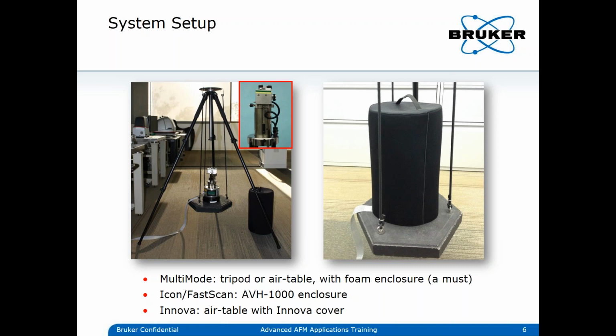Or if you work with an ICON or fast-scan system, you have to use the large enclosure for that. For the InVia system from Bruker, you can use the standard air table and then just put on the cover again to reduce acoustic noise, because this is one of the major problems if you have acoustic noise in there, or just an airflow which you wouldn't really realize when you are working at larger scan sizes.